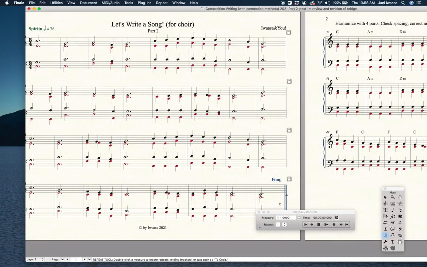Now, that was a couple minutes almost, which is perfect for a short piece of choir music, and we could leave it there.